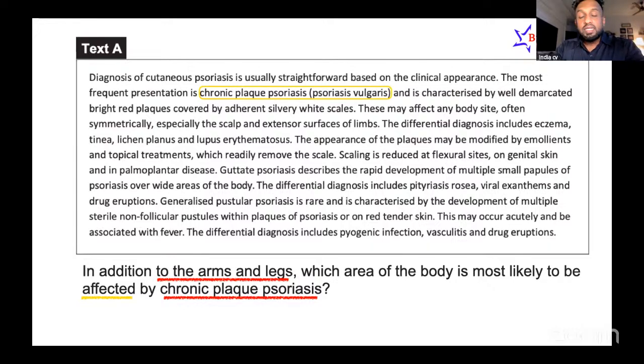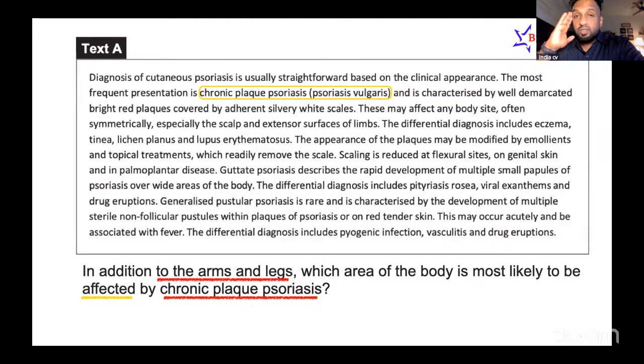So I found this word in the second line. Okay, it says chronic plaque psoriasis. So what I'll do, I'll find the nearest, that is the first line itself. Diagnosis of cutaneous psoriasis is usually straightforward based on the clinical appearance. And no, that is not it. We'll start from here. Frequent presentation is chronic plaque psoriasis and is characterized by well demarcated bright red plaques covered by adherent silvery white scales.